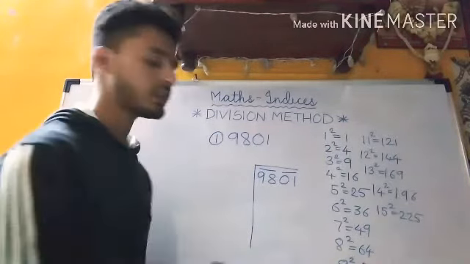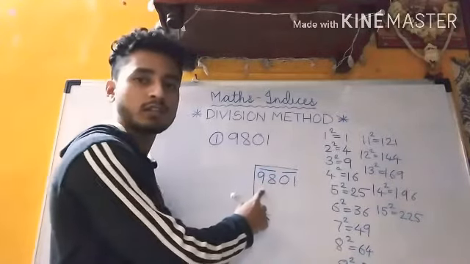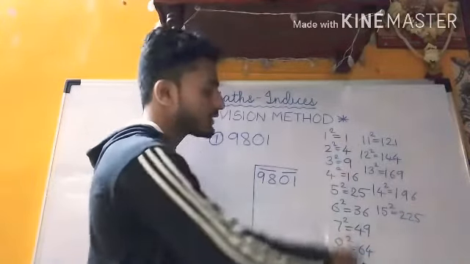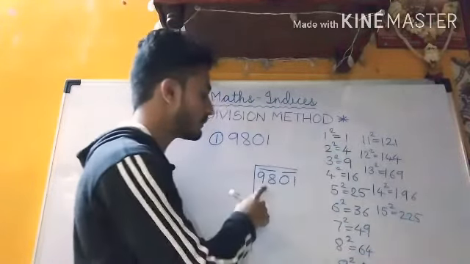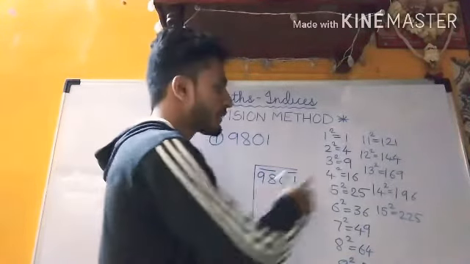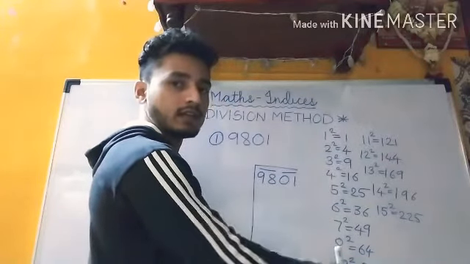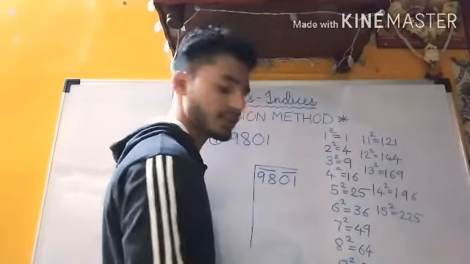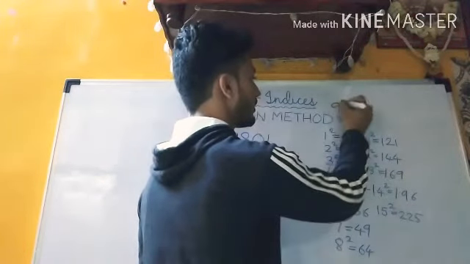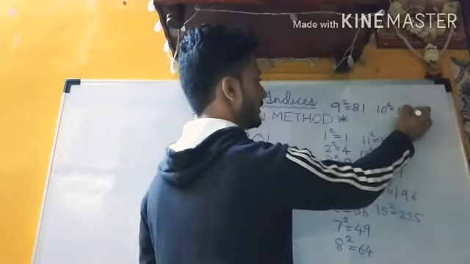So now the first thing you are going to do is check the first pair. The number in the first pair is 98. So you'll check all the squares and find a number which is equal to 98 or which is less than 98. Since 98 is not a perfect square, we have got 81 and 100. It's not visible here, I'll write here. 9 square is 81 and 10 square is 100.